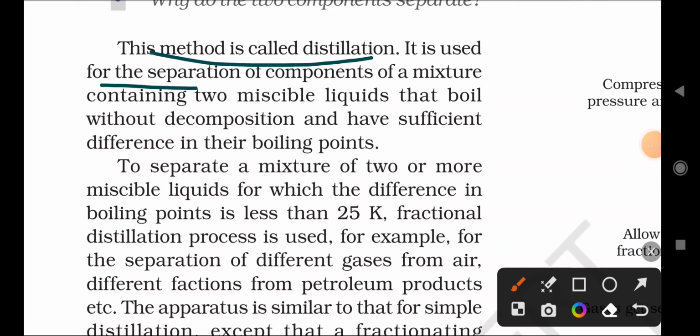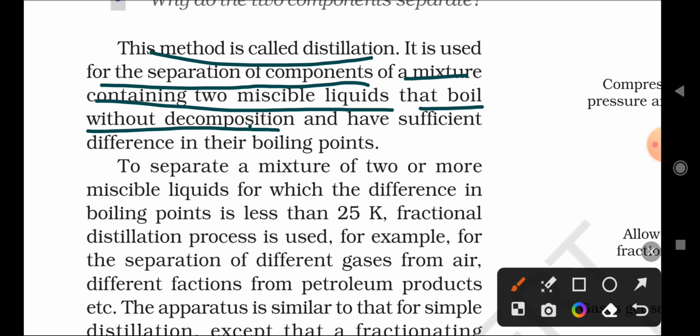It is used for the separation of components of mixtures containing two miscible liquids that boil without decomposition and have sufficient difference in their boiling points. When we use the distillation method, the components of the miscible liquids have different boiling points and they do not decompose, so those solutions we can separate by the distillation method.